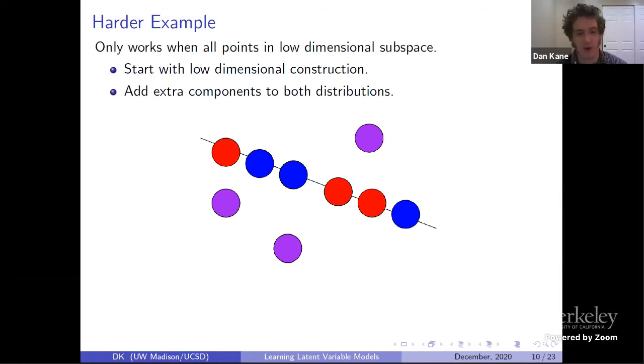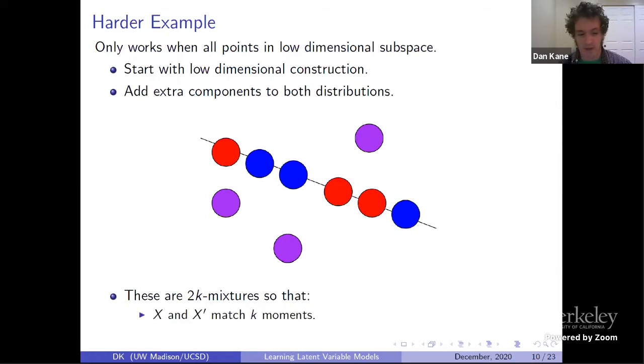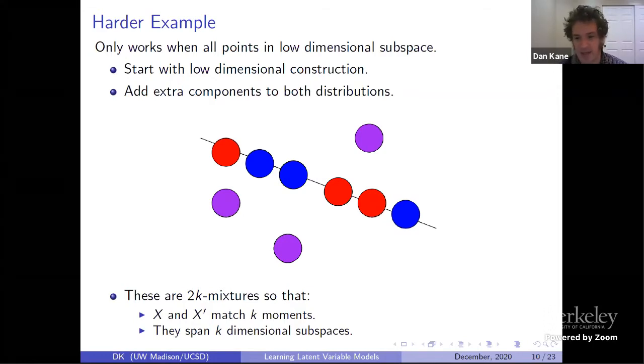These purple components are in both the red distribution and the blue distribution. And if we just add a bunch of random components, it's no longer the case that all of our means lie in a low-dimensional subspace. So we can now find mixtures of, say, 2k Gaussians, so that these two different families, x and x prime, may match k moments with each other. And furthermore, the means from each of these families span a k-dimensional subspace. So dimension reduction will only get you down to k dimensions. And then in order to distinguish these two, you need to take k moments.